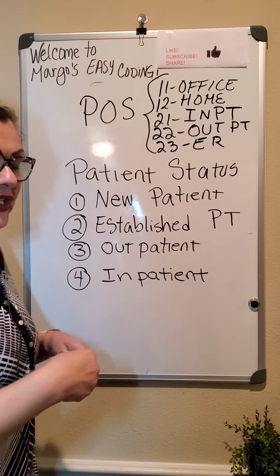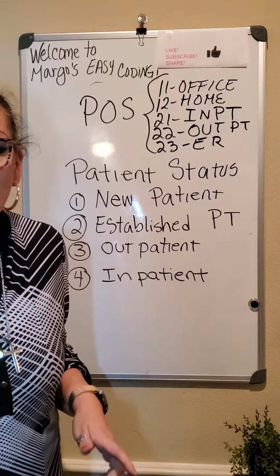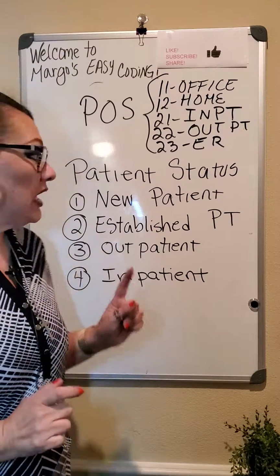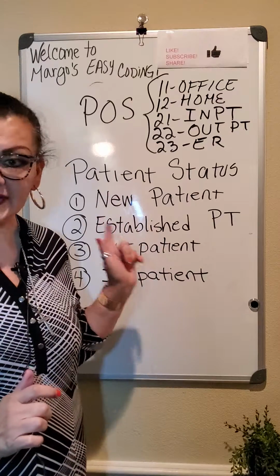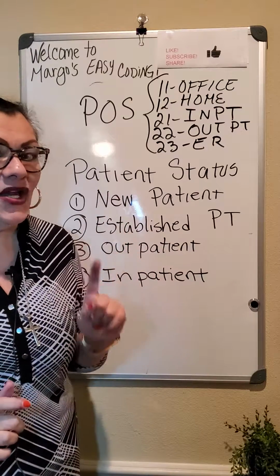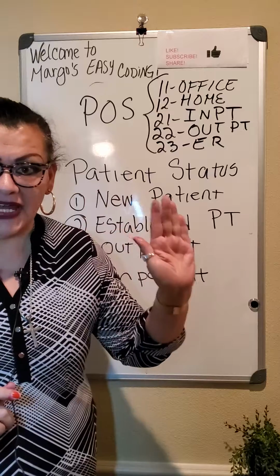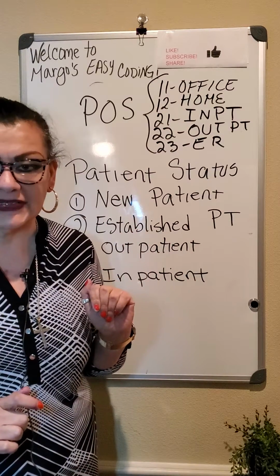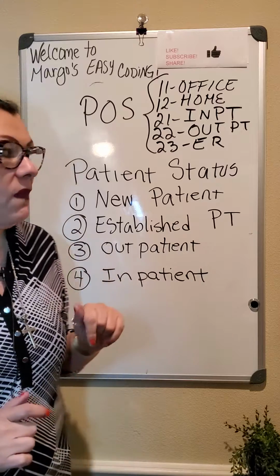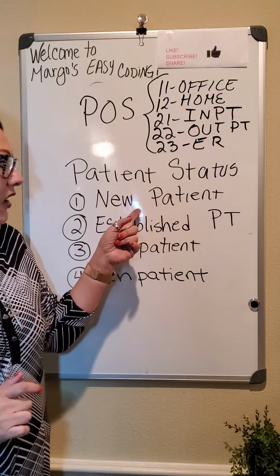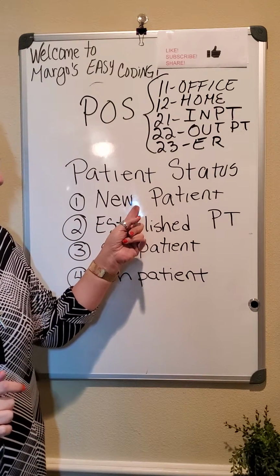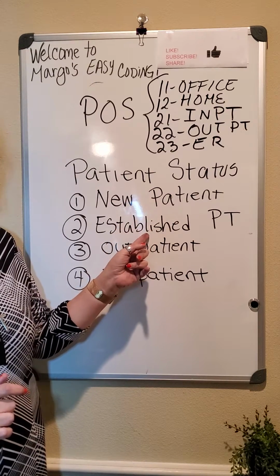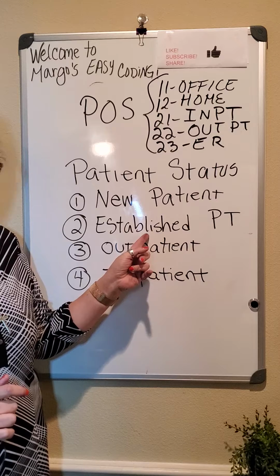So when we are coding, as you might remember, for the office visits, we needed to know if the patient was new or established. Why? Because remember, we have 5 CPT codes for a new patient and 5 CPT codes for an established patient. So our first patient status is new patient, and established patient is the second one.